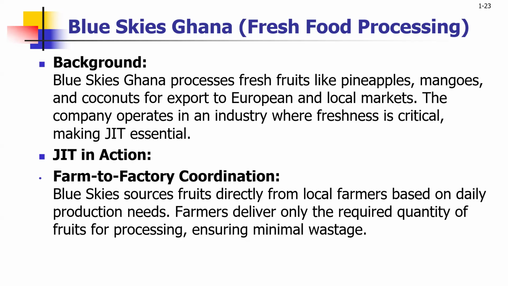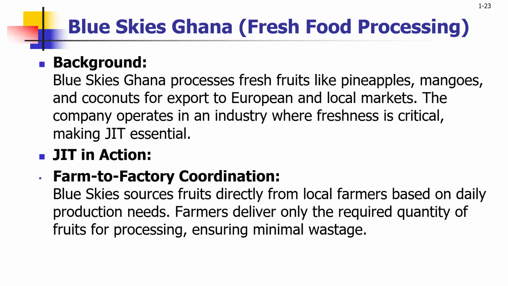The company operates in an industry where freshness is critical, making just-in-time essential. So they have to produce not 10 million tons and keep it for 5 years, 3 years. Like, it's a fresh food, so they have to look at just-in-time kind of thing. Not that it's produced and consumed immediately the same minute or second, but the time to reach market should be short.